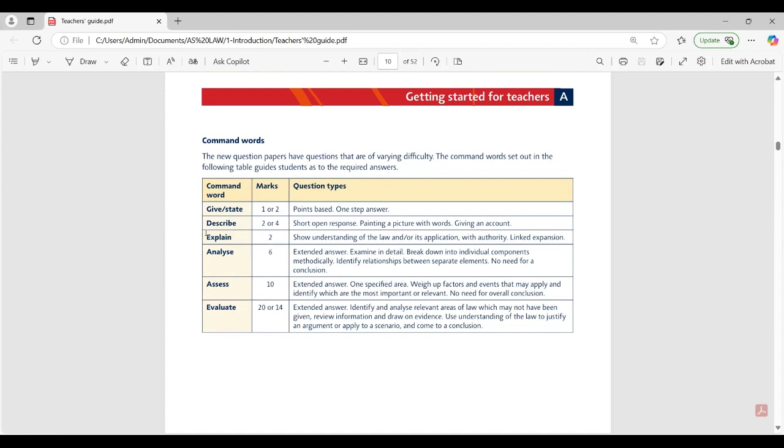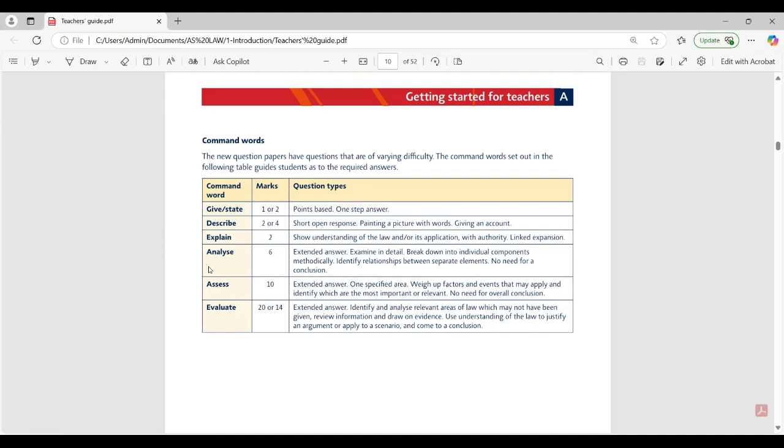So in the past papers, you will observe that the questions are using different command words like give, describe, explain, assess, evaluate, likewise. So according to the command word given, you have to decide what your answer is going to be. I mean, the structure of the answer should depend on the command word used in the question.